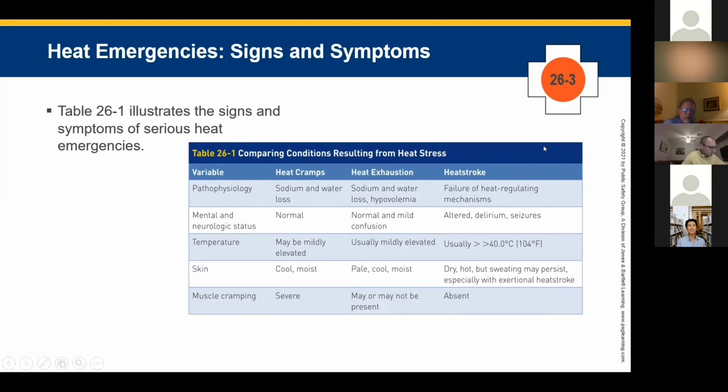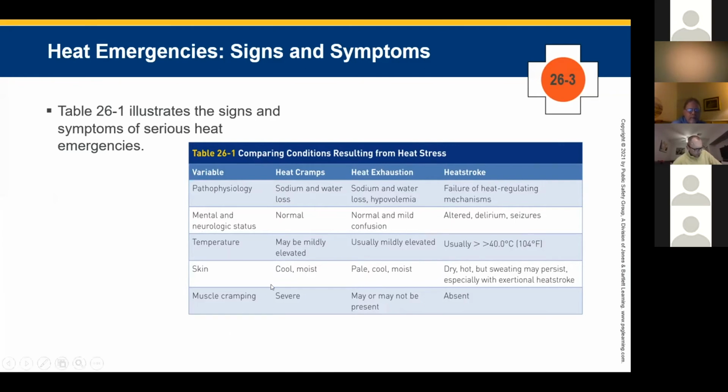Anyone else want to jump in? Is it one of the more early signs of elevated temperature and dehydration? Okay. Heat cramps are usually common in the abdomen, back, arms, and legs. Right. So how can you fix heat cramps? Fluids, hydrate, electrolyte replacement. Okay.